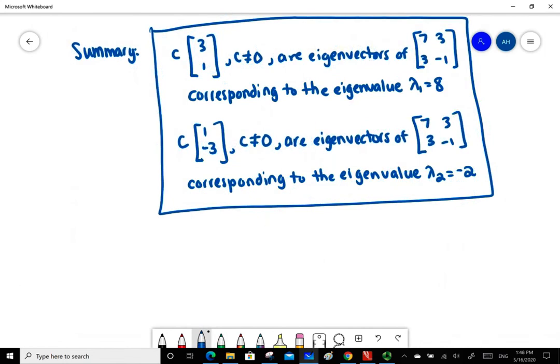To summarize what we found, the vectors c times (3, 1), where c is non-zero, are the eigenvectors of our matrix A corresponding to the eigenvalue lambda 1 equals 8, and the vectors c times (1, negative 3), where c is not equal to 0, are eigenvectors of our matrix A corresponding to the eigenvalue lambda 2 equals negative 2.